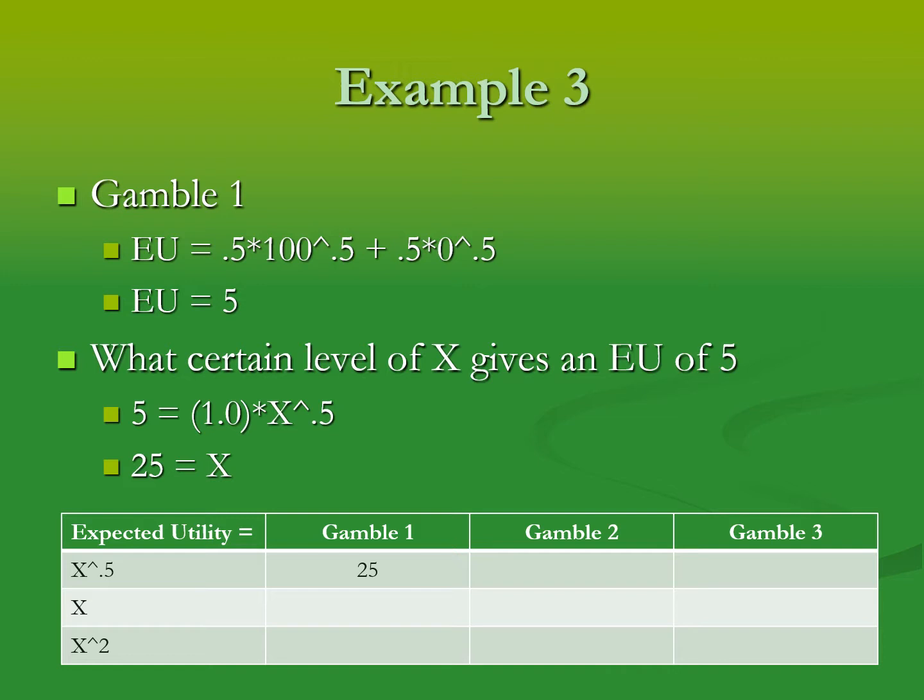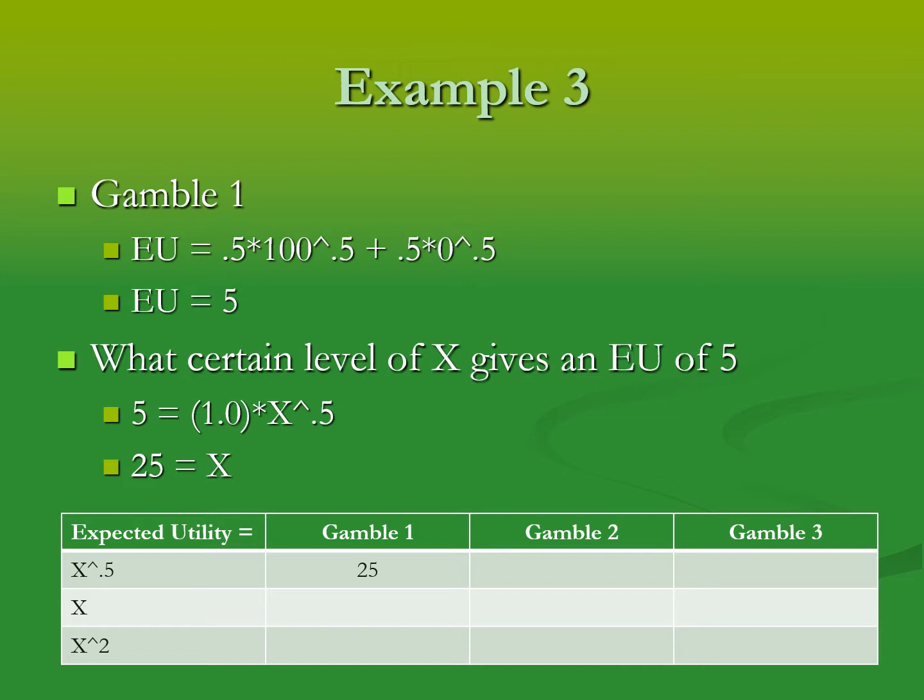So the certainty equivalent for a gamble of 50% of 100 or 50% of 0, when your utility function is x to the 1/2 power, is 25 as the payoff. That becomes our certainty equivalent for gamble 1 here. So let's look at another gamble here. Let's look at gamble 1, but with a different utility function.